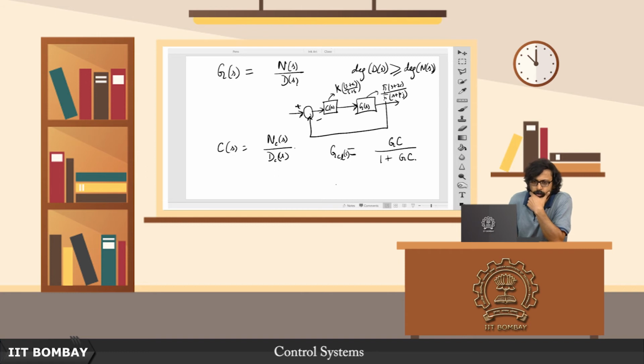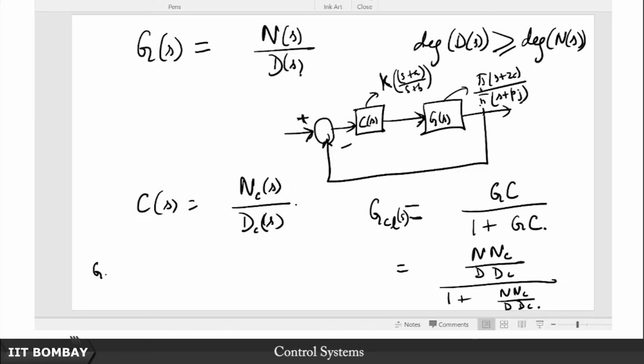Now, notice that if I open this up a little more, this turns out to be N N_C upon D D_C divided by 1 plus N N_C upon D D_C. That means this G_CL turns out to be N N_C upon D D_C plus N N_C. Nothing new, we are already familiar with this form; we have done root locus analysis after all.